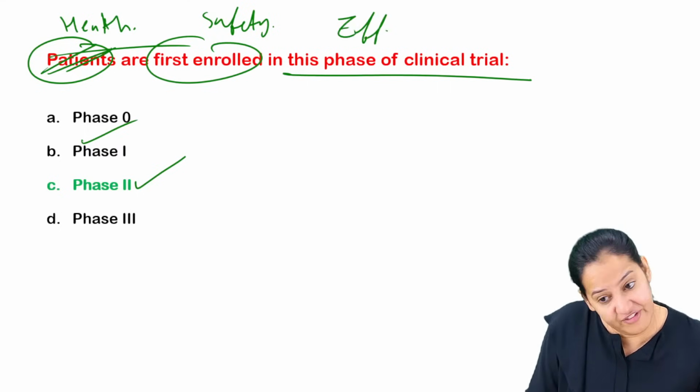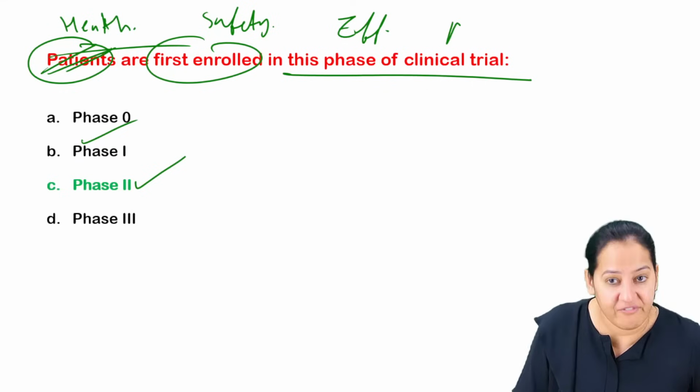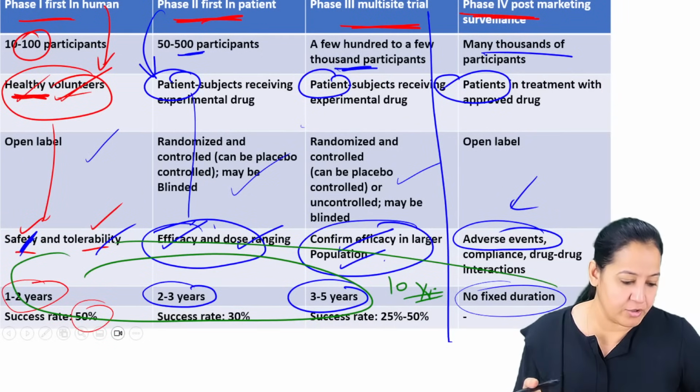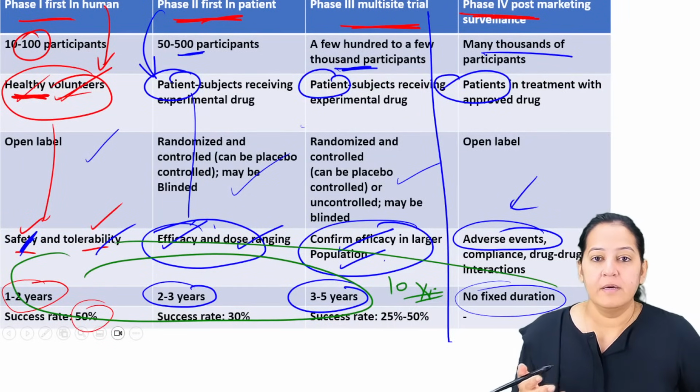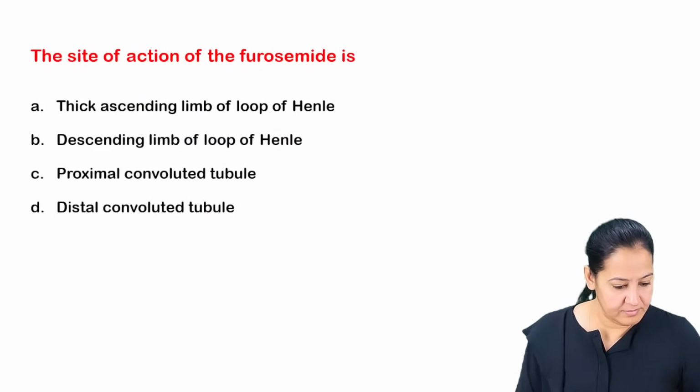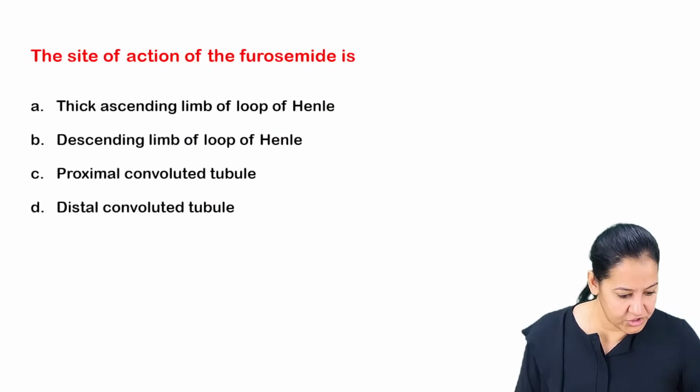Efficacy is tested in which phase? The answer is 2 and 3. And adverse effects are tested in which phase? The answer is 4. So you get many important questions, right, from the 4 clinical trials. Can I go on to the next question?